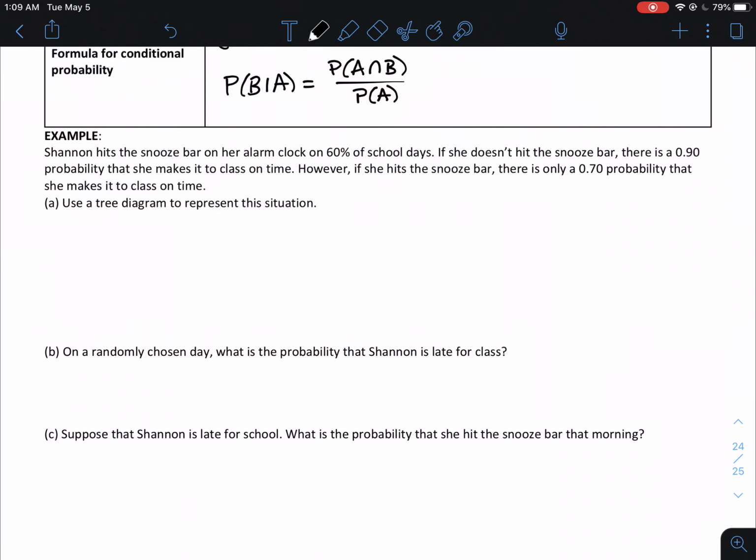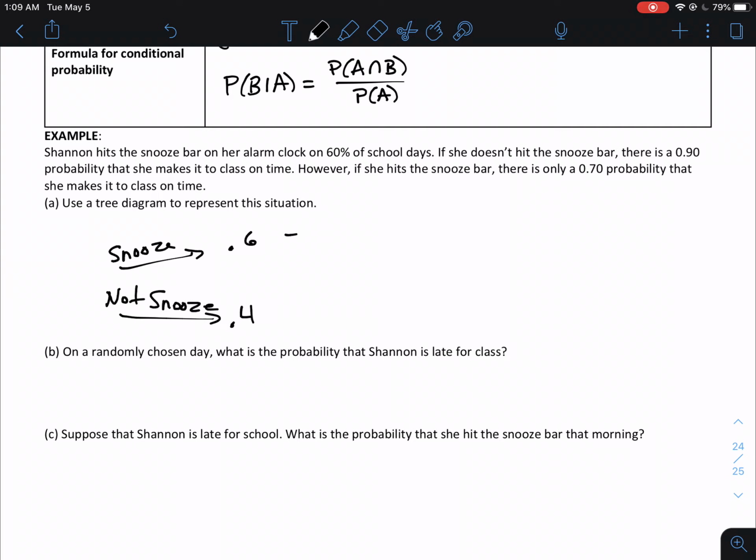So there's two different things that are happening with Shannon. The first event is that she's either going to hit her snooze button or she's not going to hit her snooze button. So snooze and no snooze. The probability that she hits her snooze button is 0.60. So then the probability that she doesn't hit snooze is 0.4.